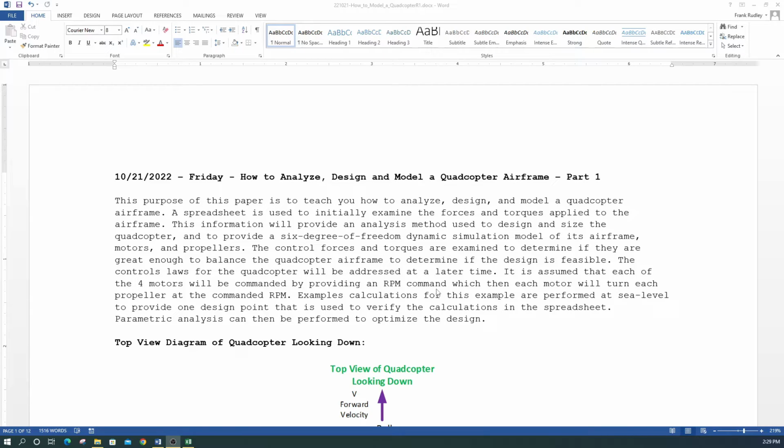calculations. We're going to do one calculation at sea level. If you want to do higher altitudes, the air density changes.